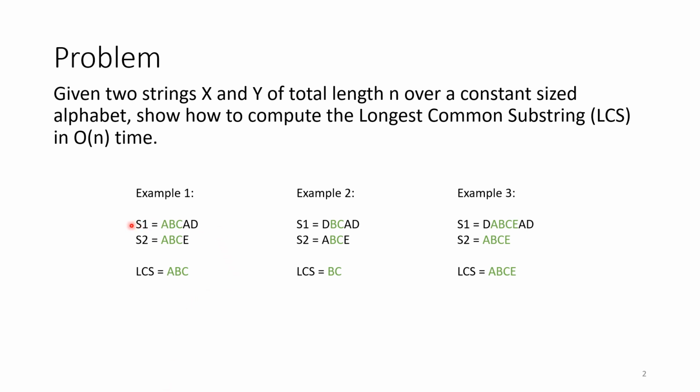Let's say we have string 1 being ABCAD and string 2 ABCE. Well, the longest common substring is ABC. Similarly, for the next two strings, we'll just have B and C, and a similar thing for example 3.